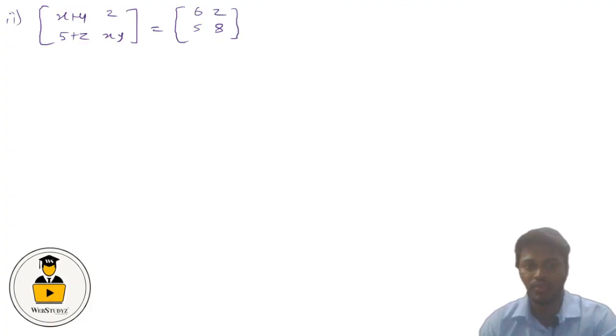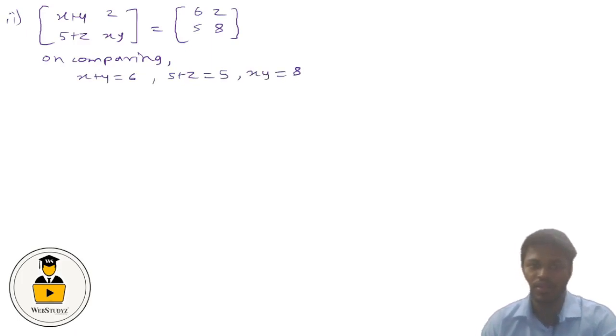So therefore, on comparing, we will get x plus y equal to 6. Then next equation will be 5 plus z equal to 5 and x into y will be 8. Let us first consider the equation 5 plus z equals 5. So from here we can find out the value of z. So z will be equal to 5 minus 5. So z comes out to be 0.